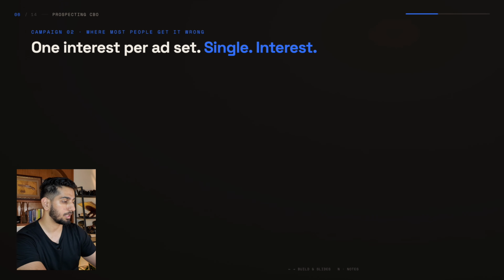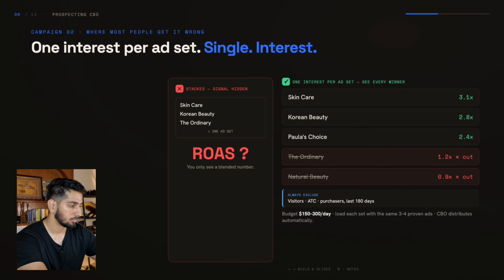So again, campaign name, as we said, product, CBO, cold audience, single interest, right? So the budget is going to be about $150 to $300 a day, depending on your account size and your budget. And the objective obviously is going to be conversions.